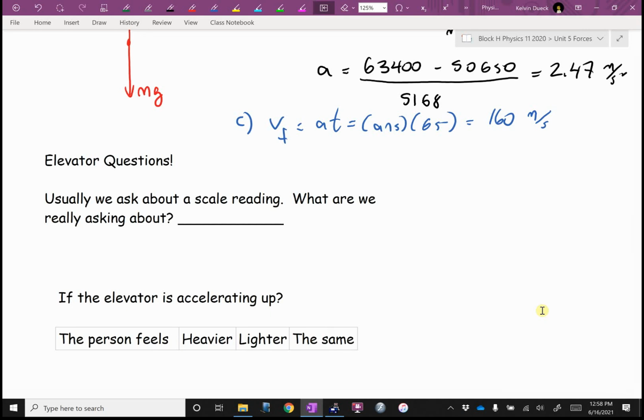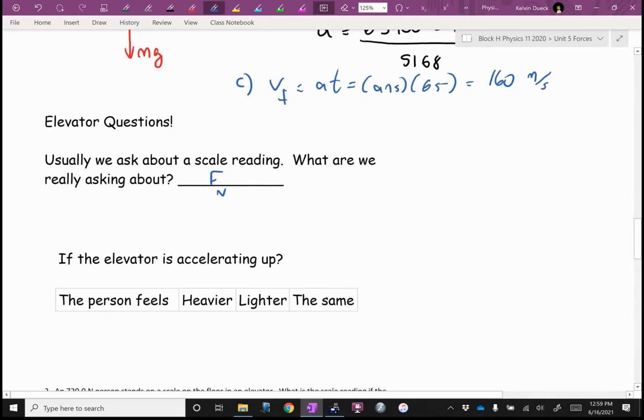Okay? If you're at a constant velocity, does it matter which way you're moving? Newton's laws don't care and don't tell us movement. They tell us acceleration. We usually ask about a scale reading. What force are we really talking about when I say, tell me what the scale reads in an elevator? Yeah. Right? So make sure you have an FN clue, was the dumb joke that I think I brought out with the concept of normal force.